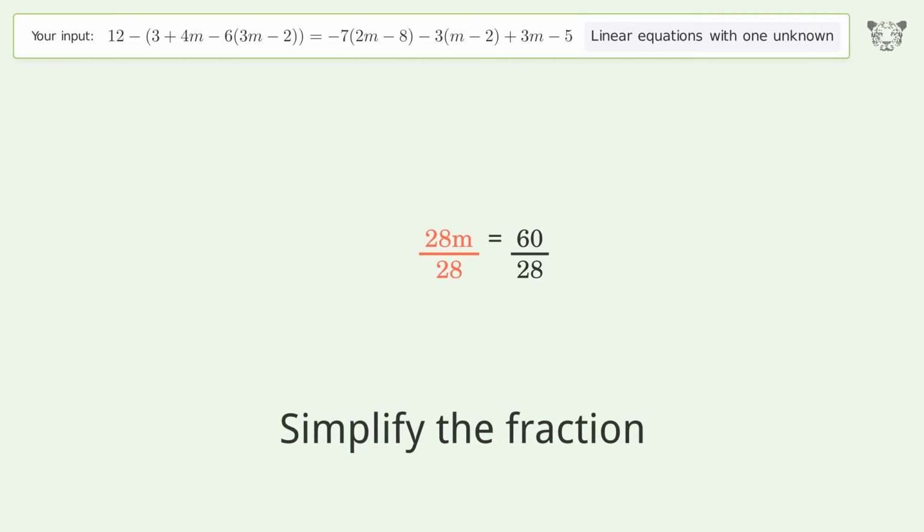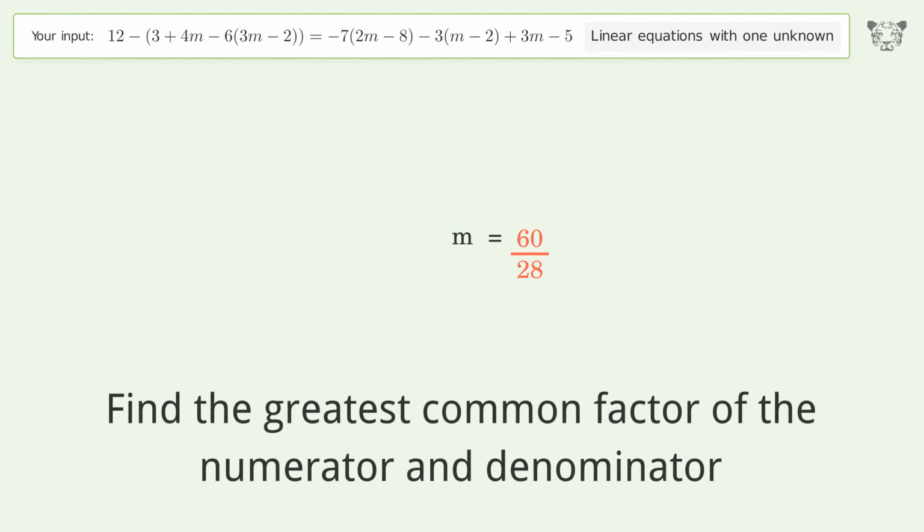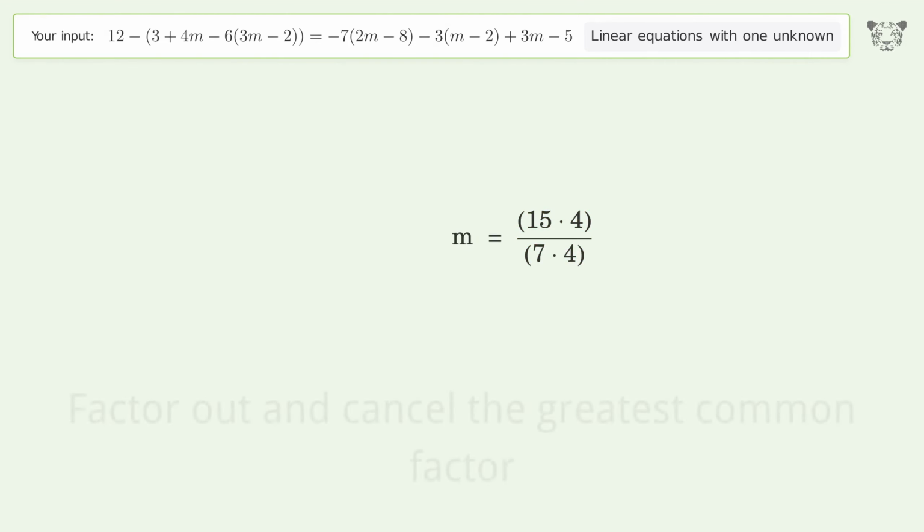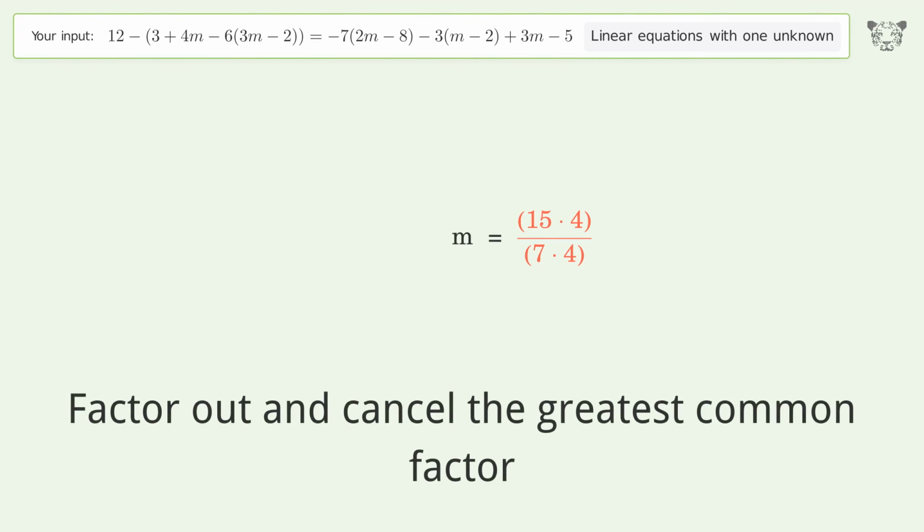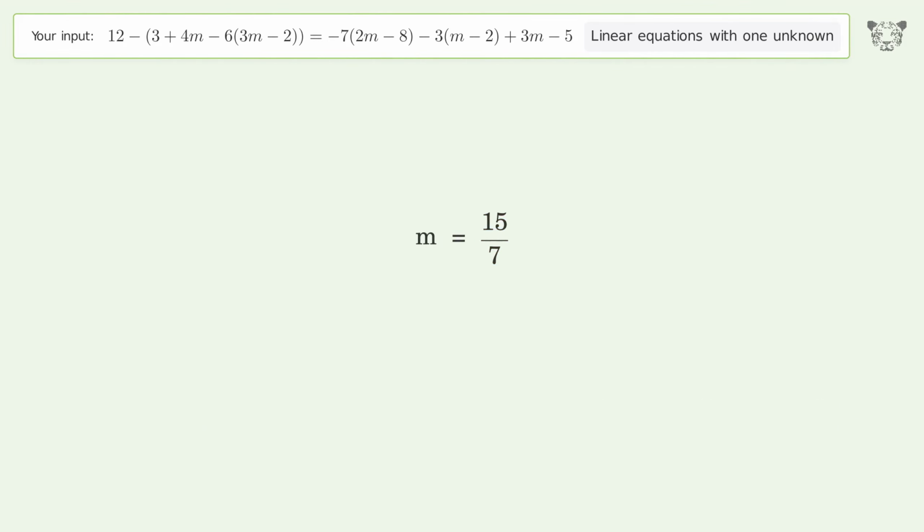Simplify the fraction. Find the greatest common factor of the numerator and denominator. Factor out and cancel the greatest common factor. And so the final result is m equals 15/7.